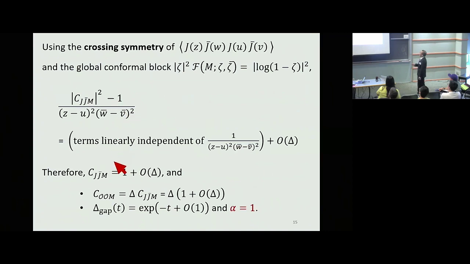we can actually write this crossing symmetry equation in this way. Because of this simple form, the crossing symmetry equation becomes of this form. On the left-hand side, you have the absolute value of C j j-bar squared minus 1 divided by this function. And on the right-hand side is a function which is actually linearly independent of this function. So from this, it immediately follows that to the order of delta, this 3-point function has to be equal to 1. Therefore, you can show that this 3-point function of O O m goes like delta, and therefore this follows. So this is a proof of this statement.